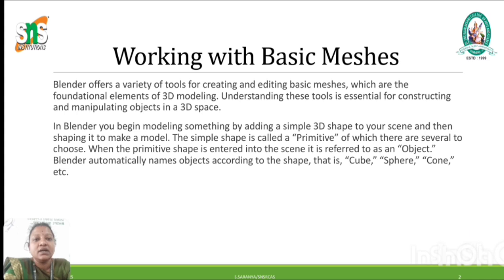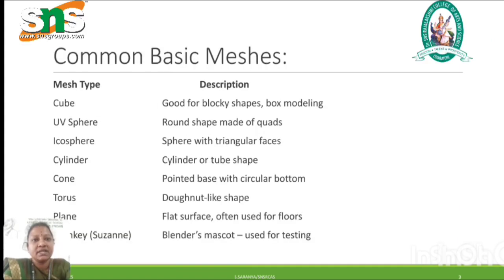Blender automatically names the object according to the shape. In 2D we say circle, rectangle, square, triangle, but in 3D shapes we say cube, cuboid, cone, sphere, and everything depends upon the x, y and z axis. Moreover, in 2D shapes we say x and y, but according to Blender, everything is represented by three dimensions, that is x, y and z. These are the common types of meshes we are using in the Blender space.